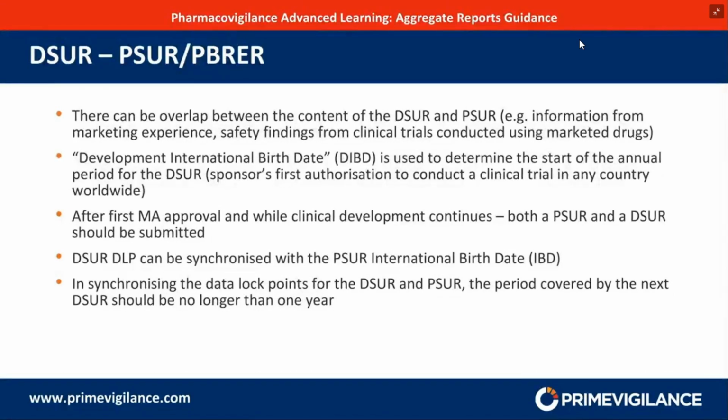When clinical development of a drug continues in any country worldwide after a marketing approval has been granted, both a PSUR and a DSUR should be submitted as specified in national regulation. However, if it is aligned between marketing authorization holder and regulatory authority, DSUR can be prepared based on the PSUR international birth date so that the DSUR and PSUR can be synchronized. In synchronizing the data log points for the DSUR and PSUR, the period covered by the next DSUR should be no longer than 1 year.